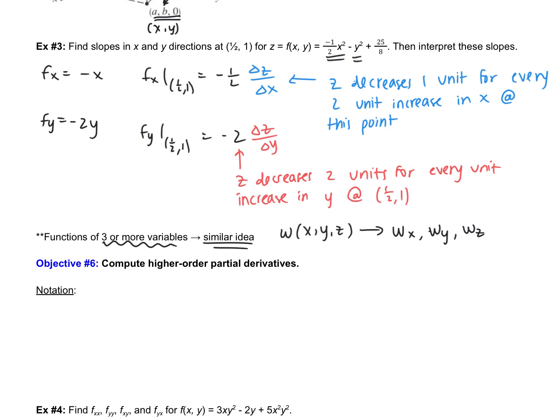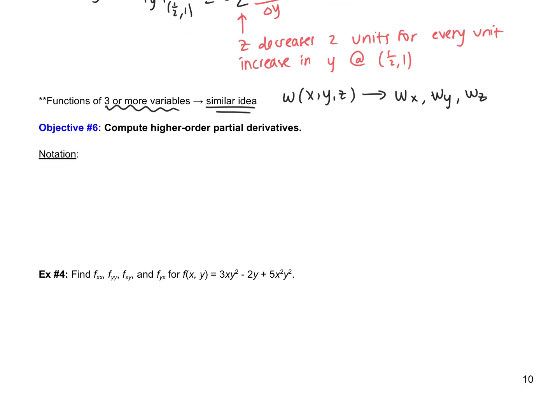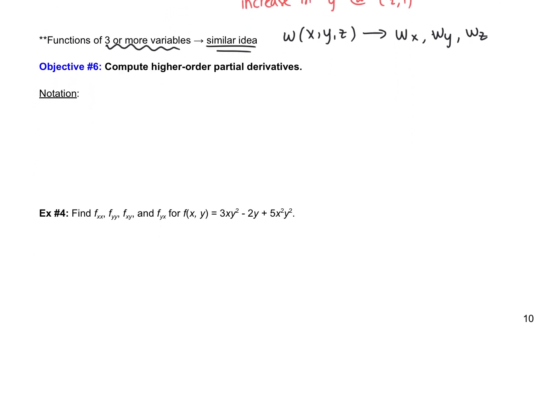Okay, so next thing that we're going to talk about is higher order partial derivatives. So we have some notation we're going to take a look at before we actually get into some examples. But I could take the derivative with respect to x of the derivative with respect to x. So this is saying I have the derivative with respect to x, and I'm going to take the derivative with respect to x again. So I could write that like this, or I could write it like that.